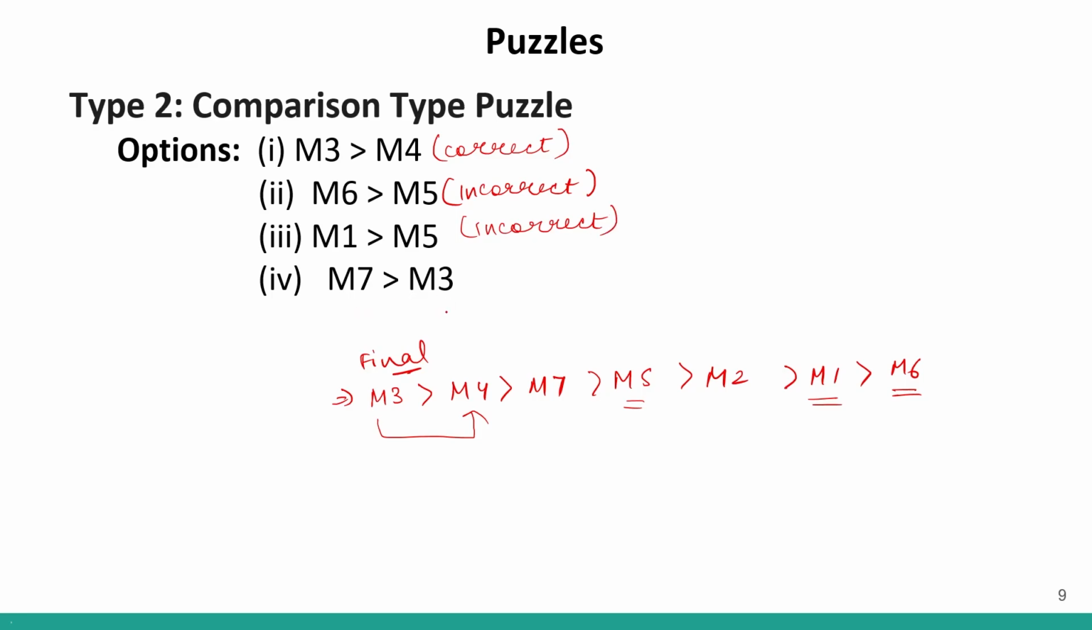And M7 is greater than M3? So M7 is over here, M3 is over here, M7 is smaller than M3. Therefore, this is also incorrect. So we had to identify which one is correct. Option number 1 is correct, M3 is greater than M4. Clear? So this was how you solve comparison type puzzles.